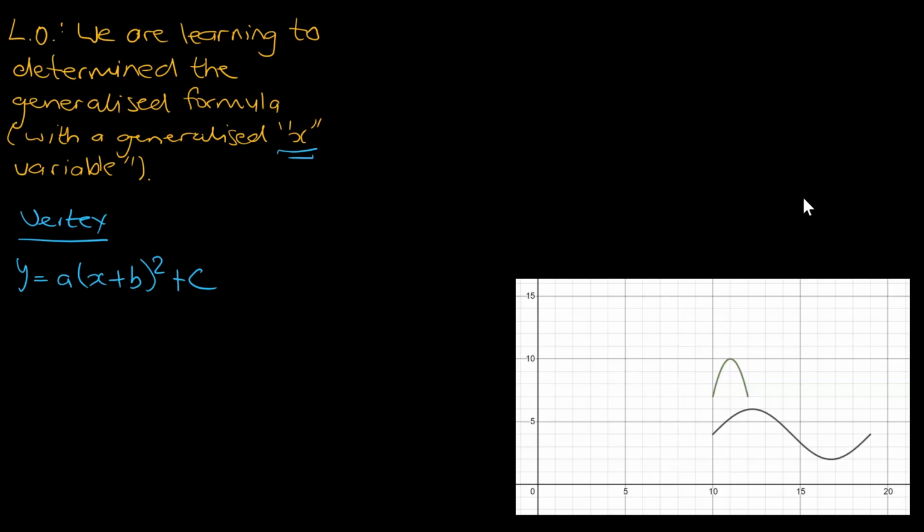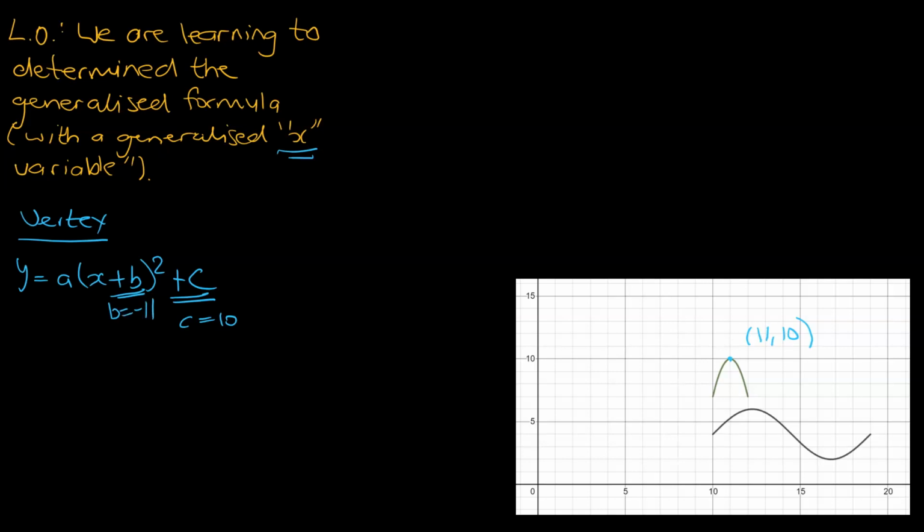And we can identify the vertex. We can visually see that. So that's at 11, 10. That tells us how much it's moved up or down. So C value, how much has it moved up? Well, our C is going to be equal to 10. The B value, how much does it move left or right? It does move right by 11. So B is going to be negative 11.